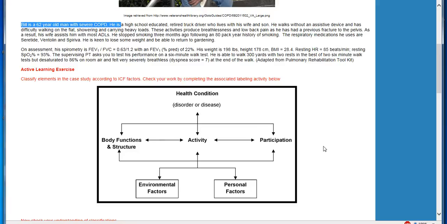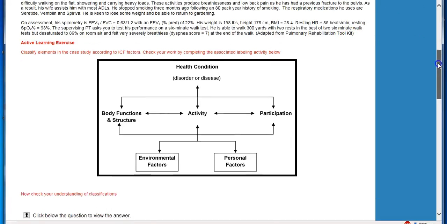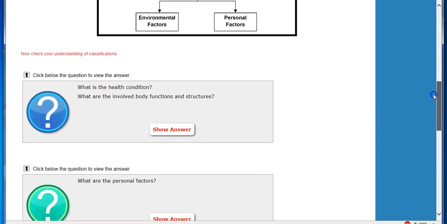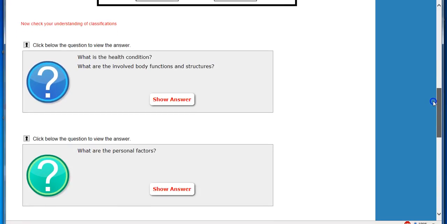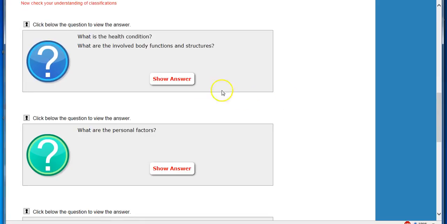Okay, so hopefully you're back and you have connected elements within this narrative to the ICF. So let's go down and check your understanding of what is going on with Bill with respect to this classification system. So what is the health condition?